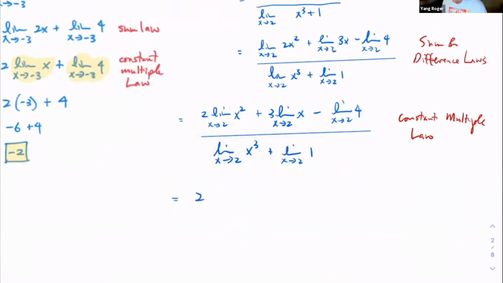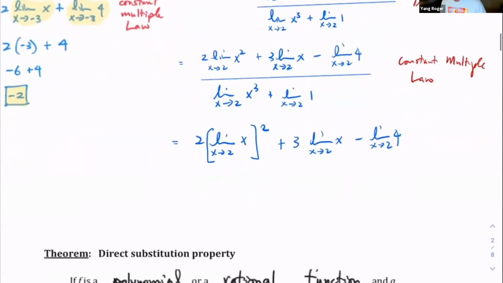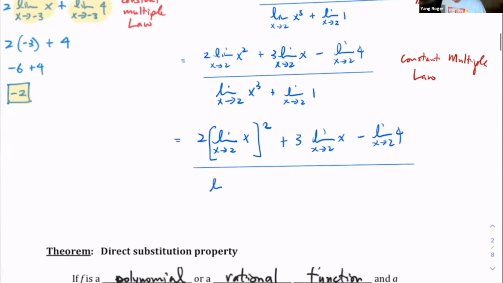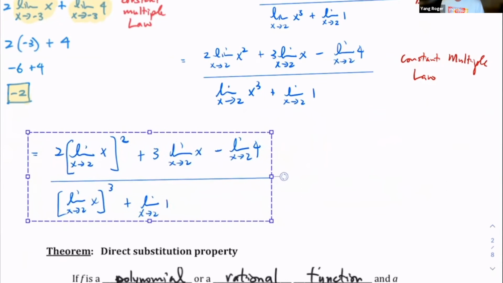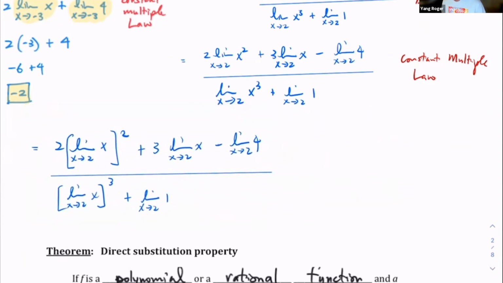Okay. And then finally, we can use the power law. So we're going to have 2 times the limit as x goes to 2 of x, and I have quantity squared like this, plus 3 times the limit as x goes to 2 of x minus the limit as x goes to 2 of 4. And then in the denominator, I'm going to have the limit as x goes to 2 of x cubed plus the limit as x goes to 2 of 1. Okay. Let me move this over here because I'm going to need to simplify this.